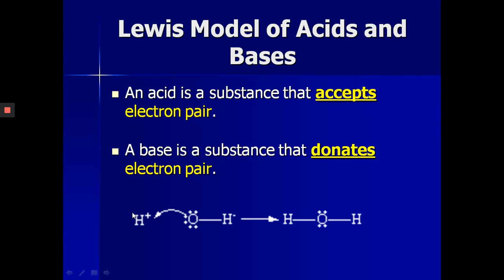To be able to tell which one is the Lewis acid and base, you have to draw the Lewis dot structure and find out which species donates the electron pair to make the bond and get connected.